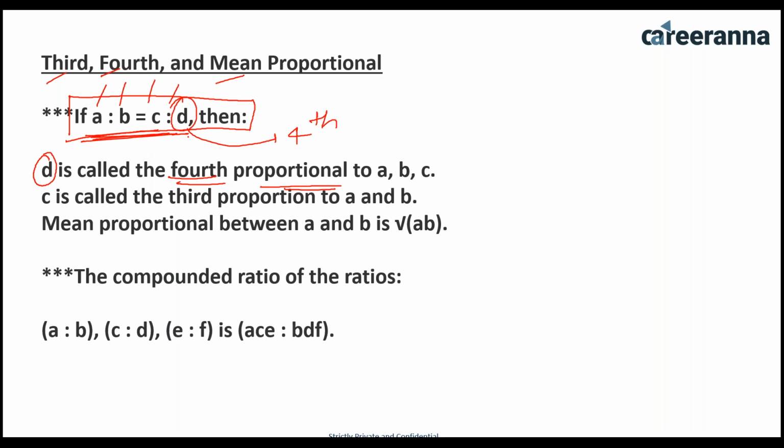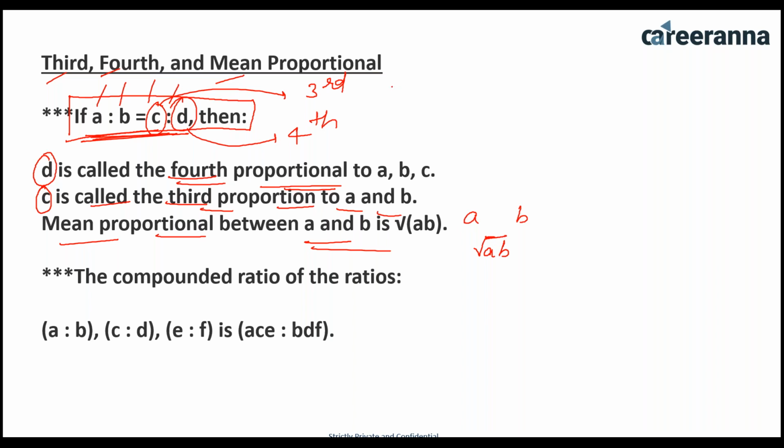Okay. So D will be fourth proportional here. Now, what is C? C is called the third proportional to A and B. Here, C will be third proportional. This is very simple thing which you have to learn. So you don't have to use your mind here. What is mean proportional? So mean proportional of A and B is root AB. A, B, mean proportional would be root AB. Okay, let us have some example.